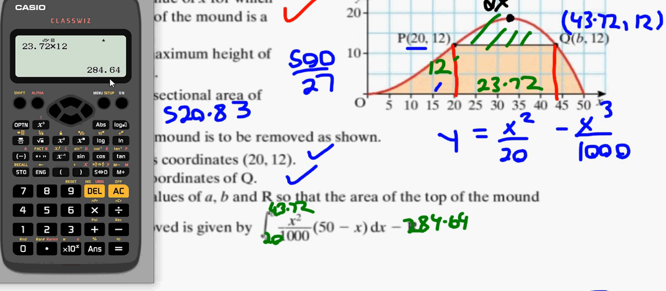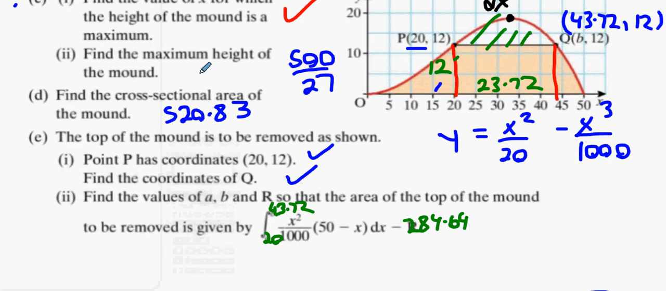284.64 for me, because you rounded it previously. I rounded to 43.72, so there might be small discrepancies in your answer. Michael, who has a more accurate round-off, is saying that it's 284.67. That's okay. So your answer should be okay. Sometimes you round off and you miss out by 0.03. That's alright as well. Right, we good? Alright.